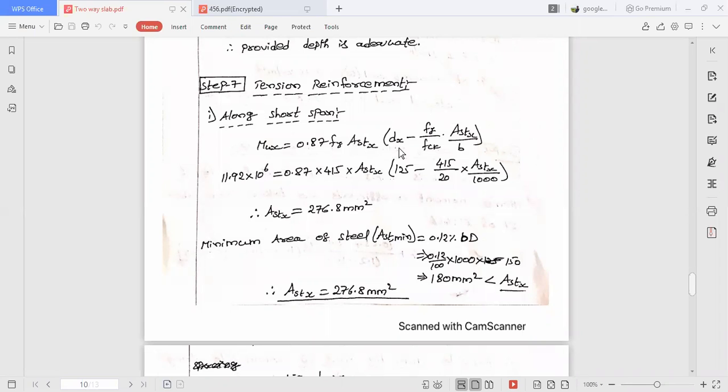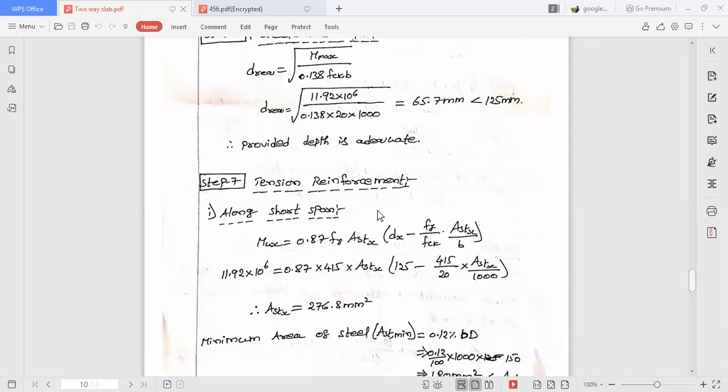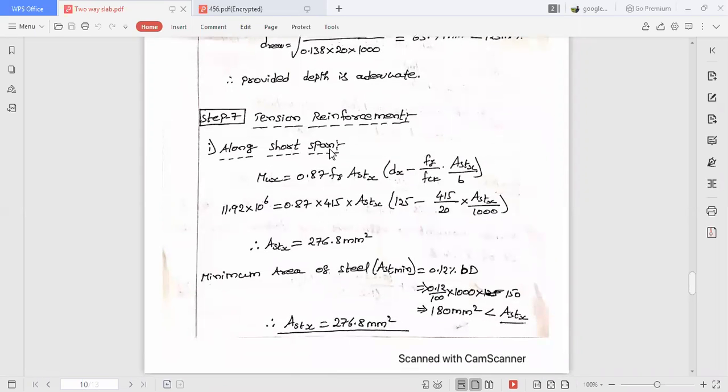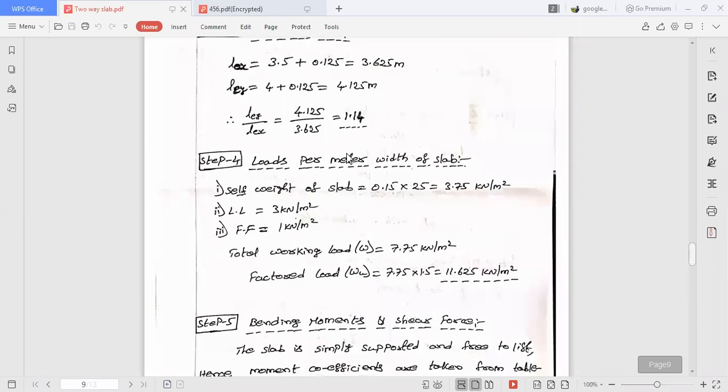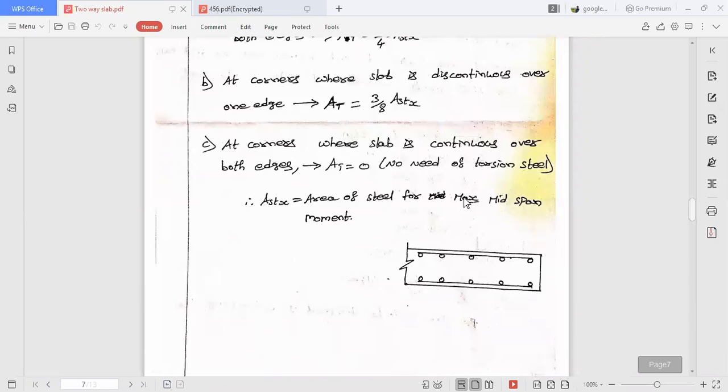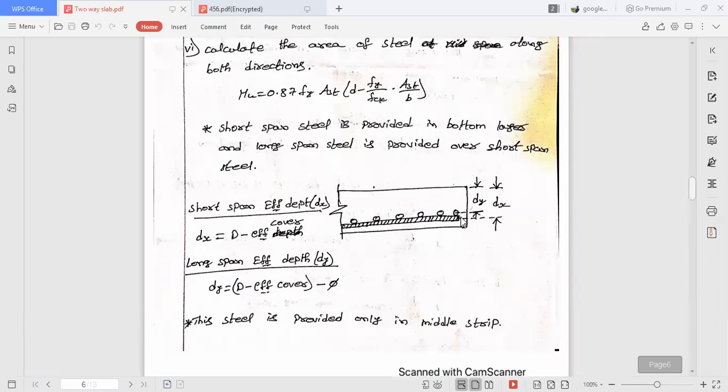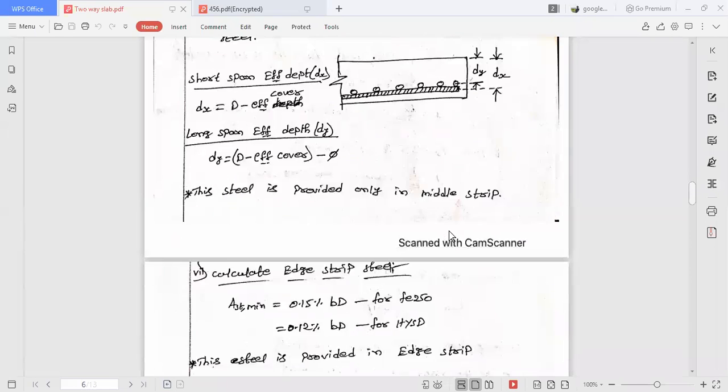Okay. And dx, here it is very, very important. Already I said the effective depth of slab about short span is different, about long span is different. Right? In yesterday's class, I have said, let me show you once. See, along short span it will be higher, along longer span it will be different. That's why these two values we have to consider in a different manner.